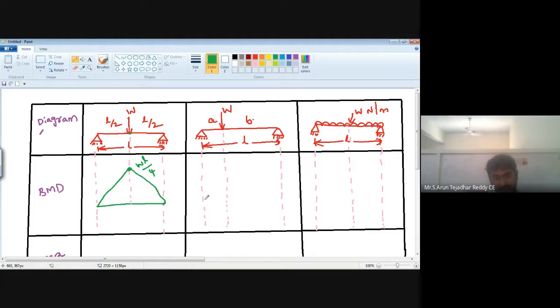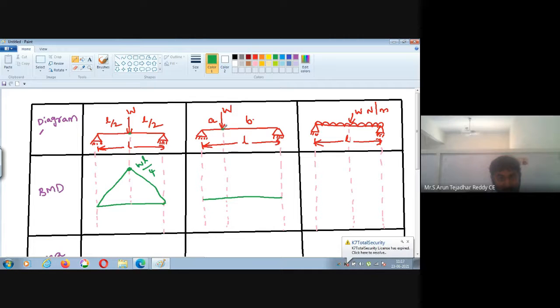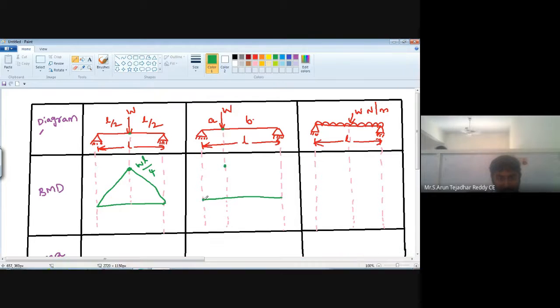Next, draw the same beam and your load is acting at this point, so your maximum bending moment will be somewhere here, and it is 0 here and 0 here also. Now join all the points, then you will get your bending moment diagram.